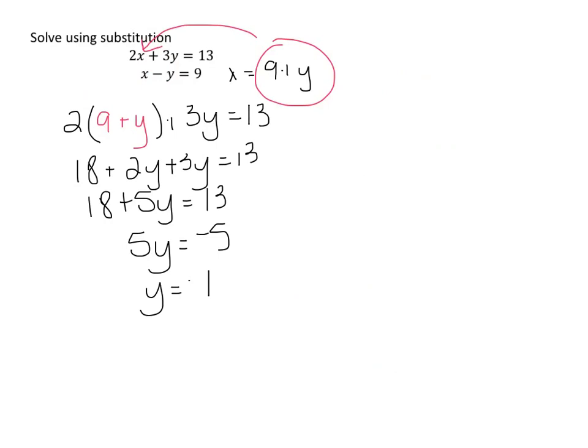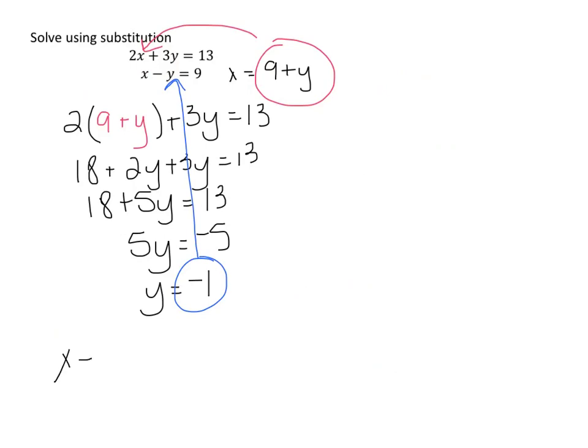I'm not finished. All I have right now is a y coordinate. I then plug this y coordinate into either one of these equations and solve for x. In this case, I'm going to choose this equation, again, because it's a simpler equation. So I'm going to take that negative 1, I'm going to put it in place of y.